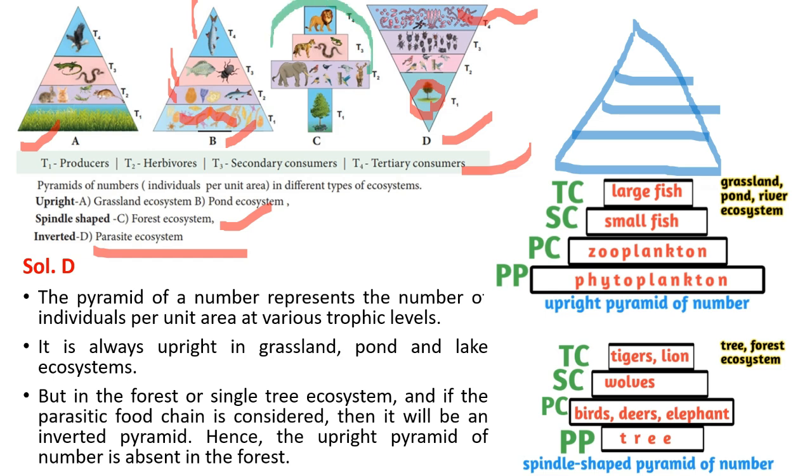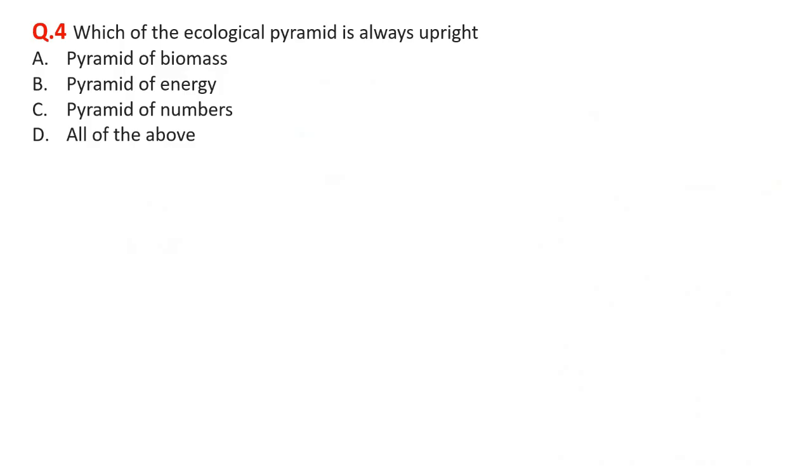So that is the reason this is the combination of both upright as well as the inverted type of the ecosystem. So that's why it is called as the spindle shape. So try understanding, because I have to give you the explanation of why this is the correct answer. So now let's read the next question.